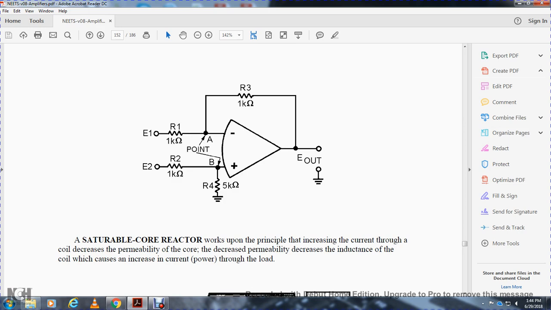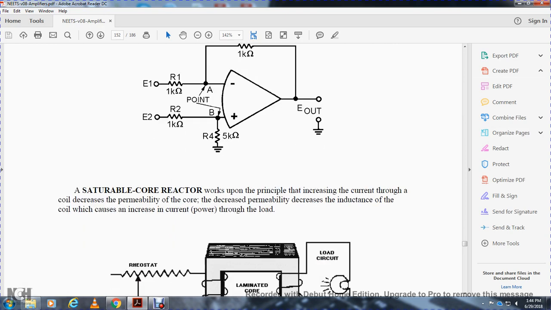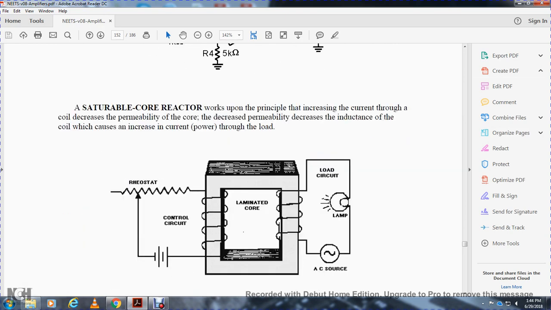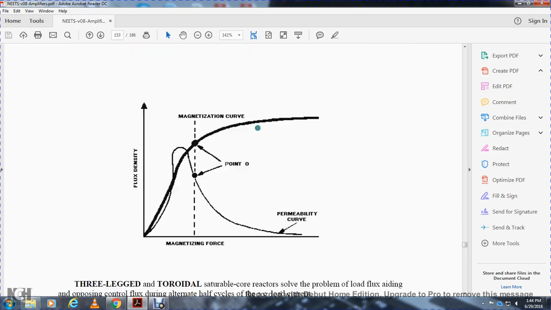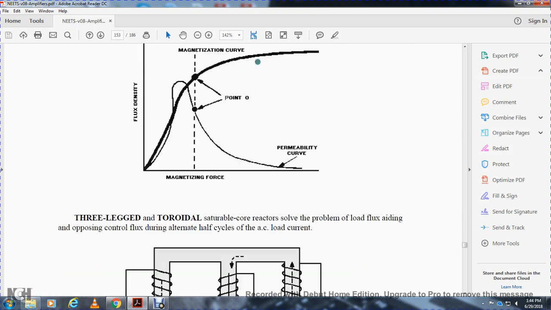A saturable core reactor works on the principle that increasing the current through the coil decreases the permeability of the core, which decreases the inductance of the coil and increases the power through the load. Rheostat control, laminated core, AC power, lamp, load circuit. The ideal operating point of a saturable core reactor is the knee of the magnetization curve. At this point, a small change in the control current will cause a large change in the load current and power. Flux density, magnetization curve, magnetic force, permeability curve, point O or the knee.